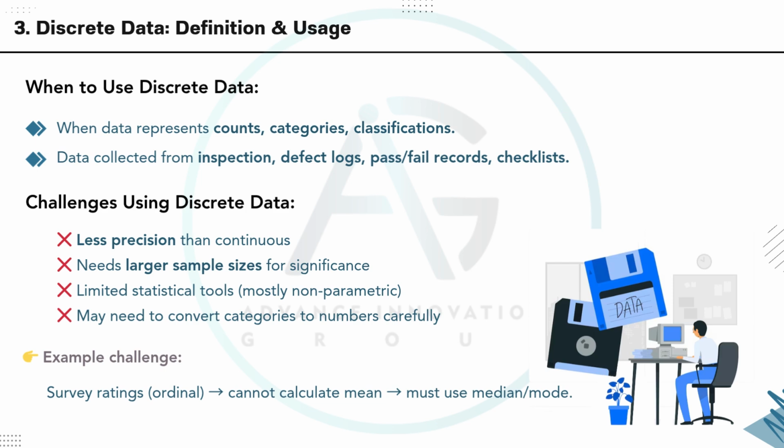Example challenge: say you collect survey responses on a scale like poor, fair, good, excellent. That's ordinal data. You cannot calculate a mean for these categories. Instead, you use median or mode to summarize.